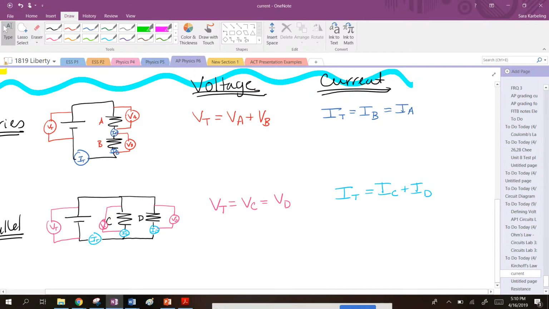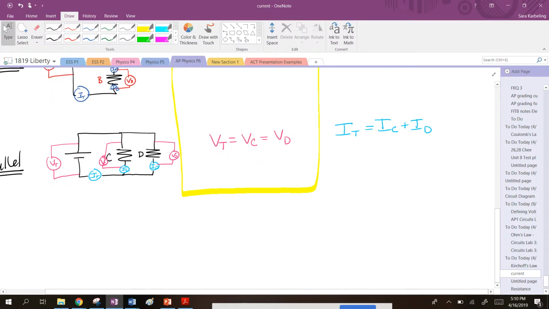The reason for that, friends, is that these observations lead to two really big rules in circuits, okay? And together they're known as Kirchhoff's rules or Kirchhoff's laws. And I want to make sure that you really, really understand them. So the first rule has to do with voltage, okay? The first rule is known as the loop rule.